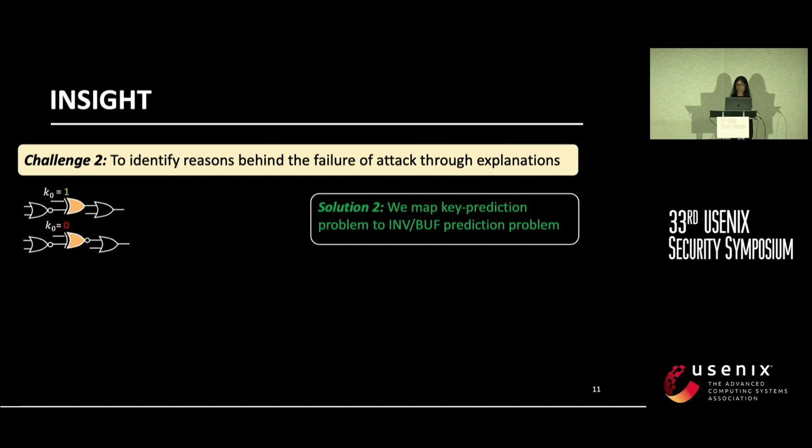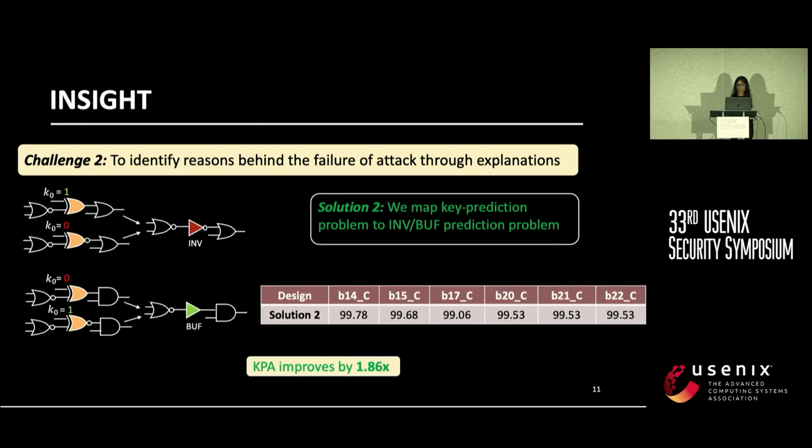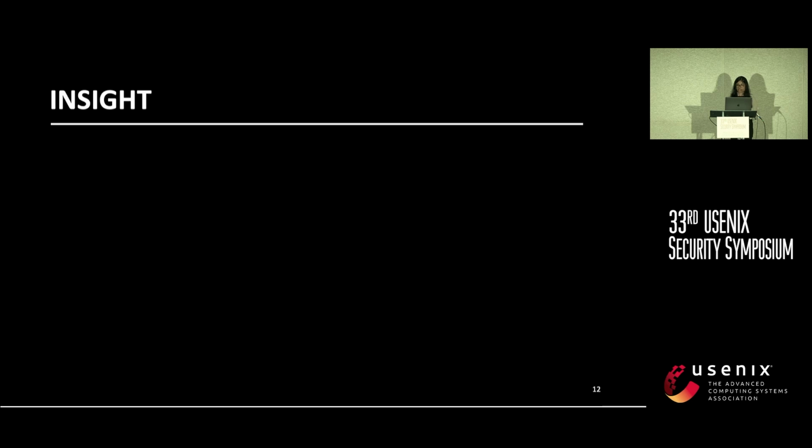Consider an example from earlier. Even though the key gates do not have a unique mapping with the key value, we observe that the XOR gate with a key value of 1 and the XNOR key gate with a key value of 0 can be mapped to an inverter. Similarly, XOR with a key value of 0 and XNOR gate with a key value of 1 can be mapped to a buffer. Through this advanced problem modeling, we observe that the key prediction accuracy increases by 1.86 times. The solution has improved the accuracy of the attack.